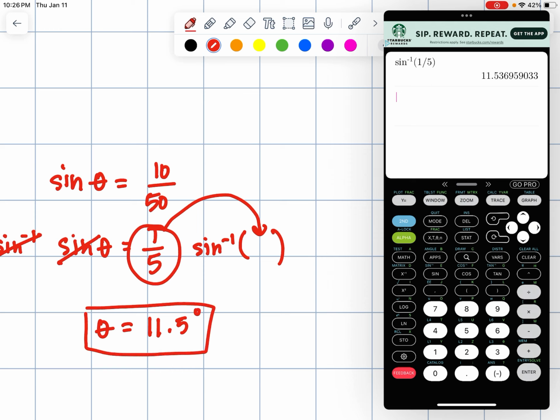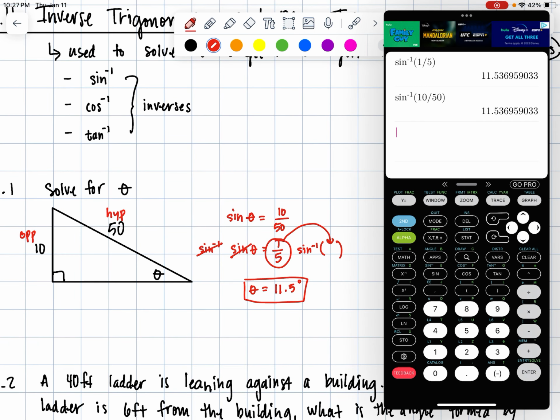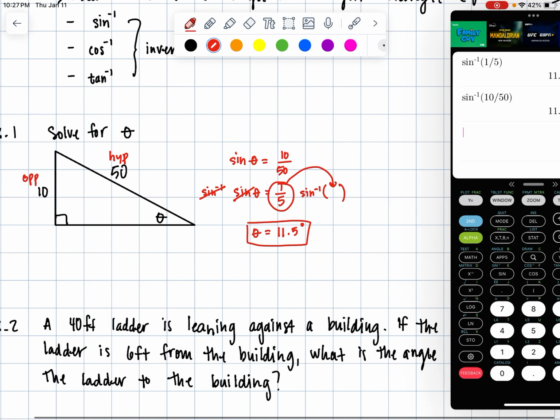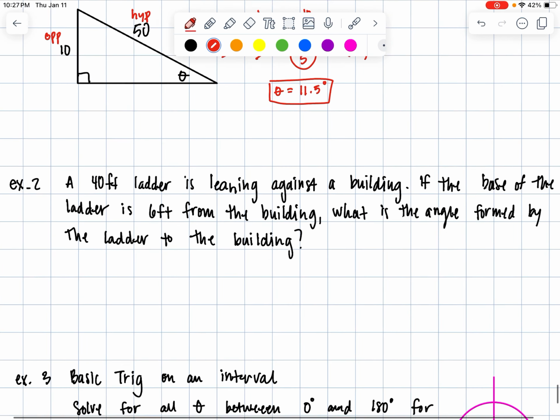Now I want to show you that if you did inverse sine of 10 divided by 50, you should get the same answer. And you do, because those lengths are the same ratio, it's proportional, and it just means that the angle will still be the same. So that's how you use inverse trig to solve for an angle in a right triangle. Okay, so let's take a look at number 2.